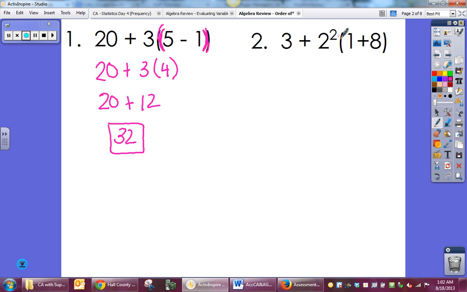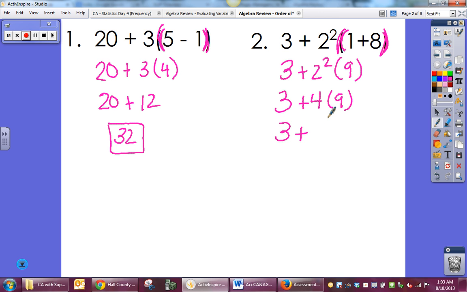Over here, I have another set of grouping symbols, so that's where I'm going to start. 1 plus 8 is 9. Next, I have exponents. Yes, I still have parentheses, but there's nothing to do inside of them. And so these are just denoting that I'm multiplying the 9 by this value here. So I'll get to that when I come to multiplication. I'm going to do the exponents first. So 2 squared is 4. Now I have multiplication right here. I'm going to multiply, not add first. So 4 times 9 is 36, and 36 plus 3 is 39.